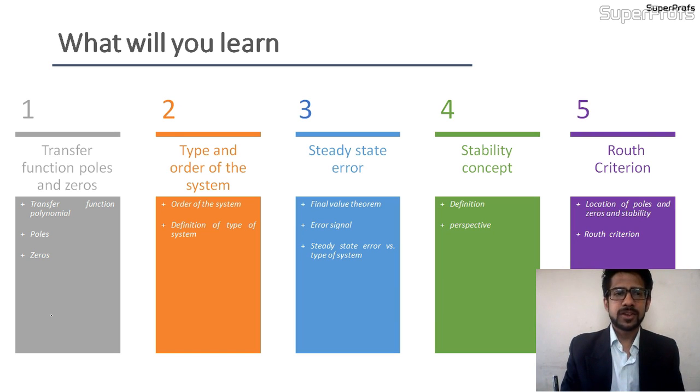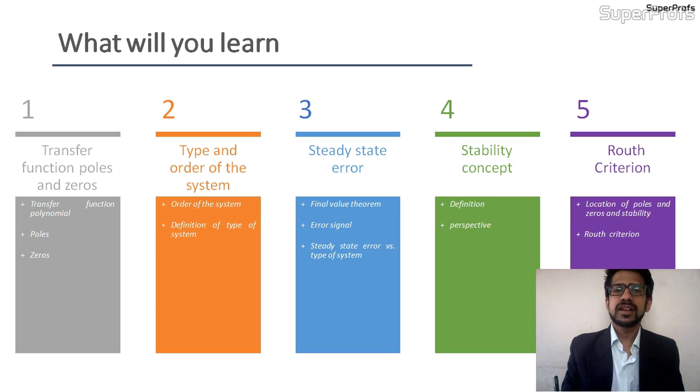The first topic that we will be covering is the transfer function poles and zeros. As I mentioned, we will be interested in the types and kinds of systems in which different types of steady state errors occur, and that's why it is important to understand the transfer function poles and zeros, or the definition of the terms poles and zeros, and the characteristic equation.